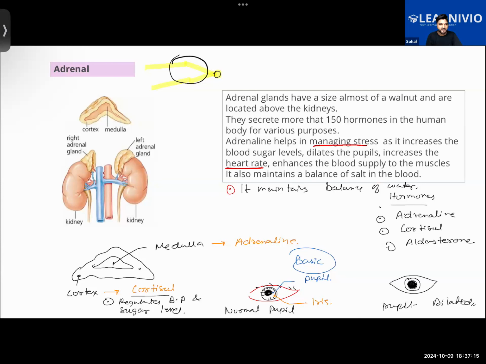Name two secretions of the pancreas. Along with that, mention their function also. Repeat again. The hormone released by the pancreas.